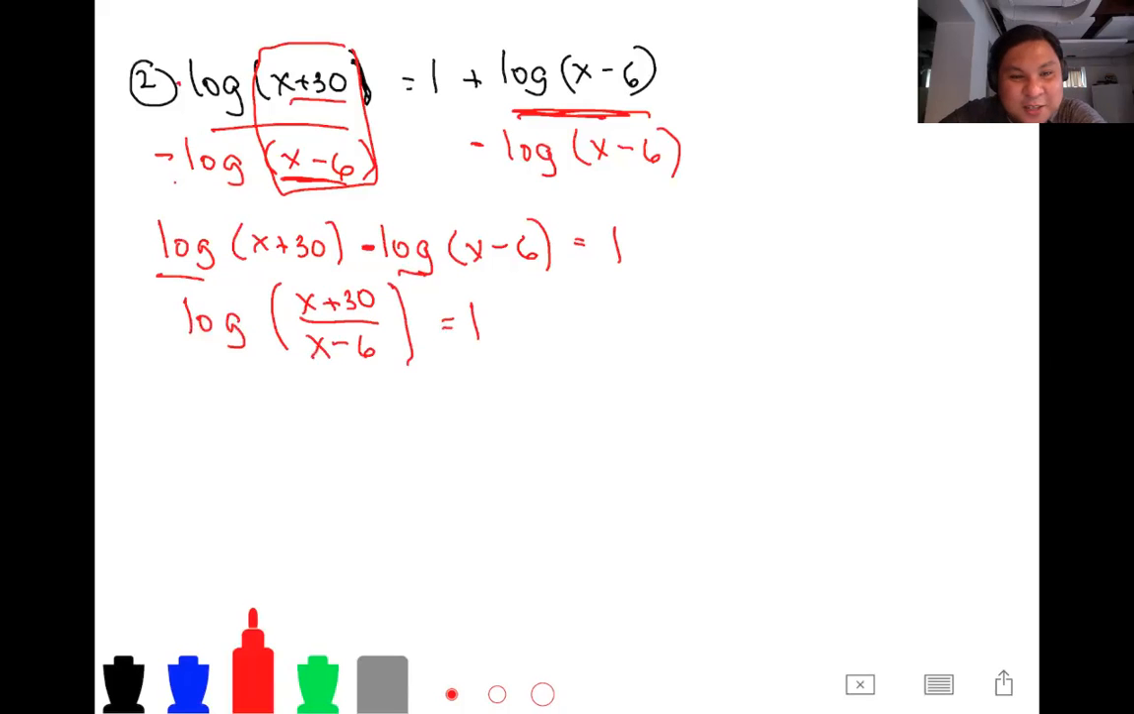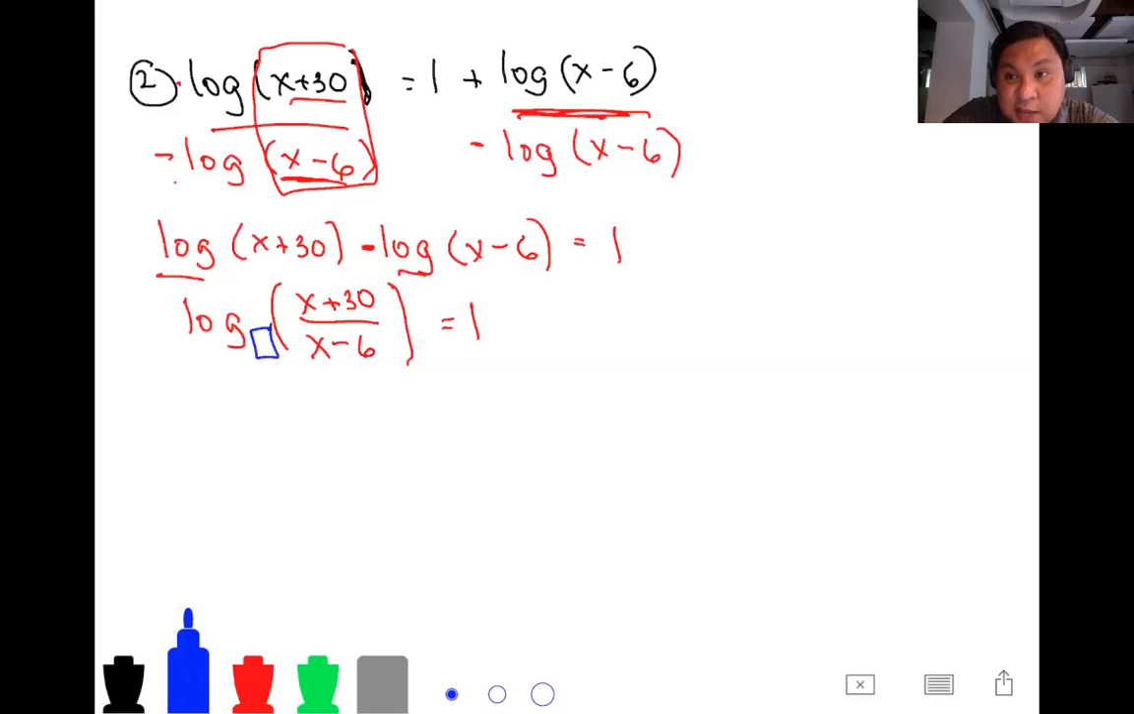So here we go. We have logarithm x plus 30 minus logarithm of x minus 6 is equal to logarithm of the quantity x plus 30 divided by x minus 6. Now that we have finished step 1, which was to make sure that it's a single logarithm, we are ready for step 2, which is to convert to exponential. Notice, as you convert to exponential, it's missing a base here. It's not mentioned.